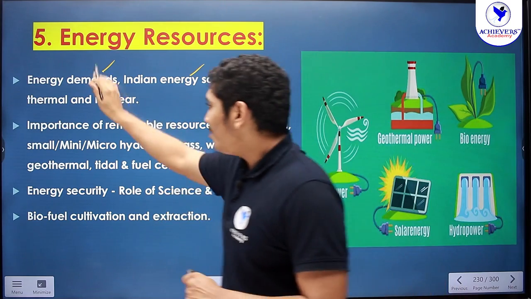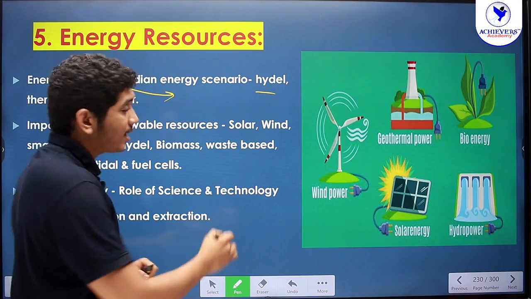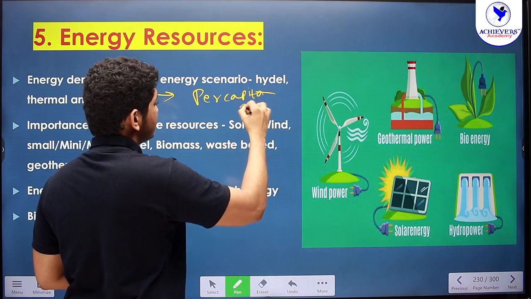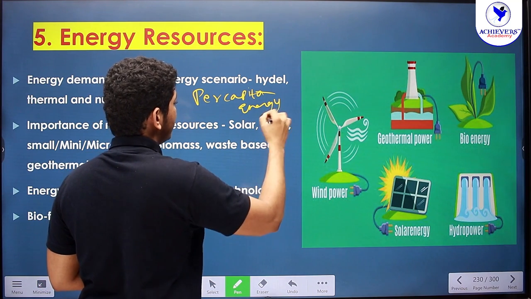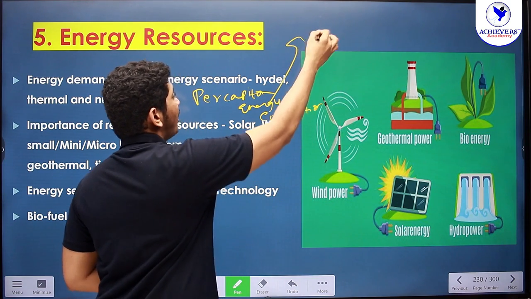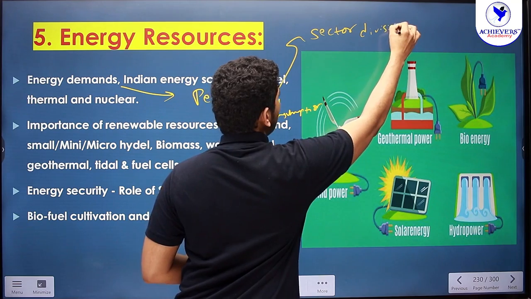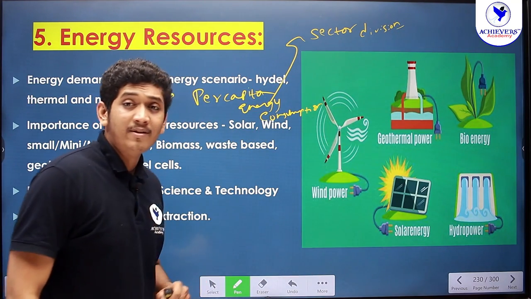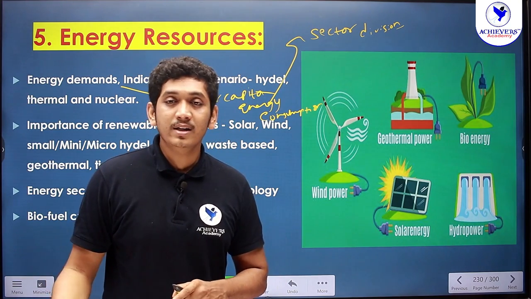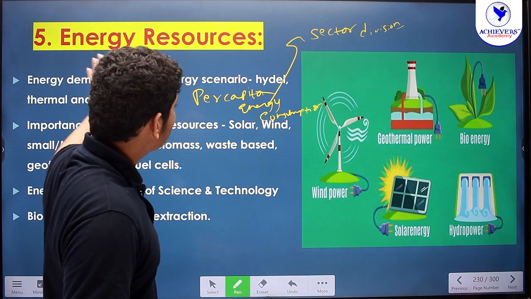I'll be making you learn what is the exact demand, what is the per capita consumption of energy. Per capita energy consumption. I'll also tell you the sector division of energy. That is, how much percentage of energy goes to manufacturing, and what percentage goes to various other sectors like agriculture, household and all that. Even those I will be explaining to you.